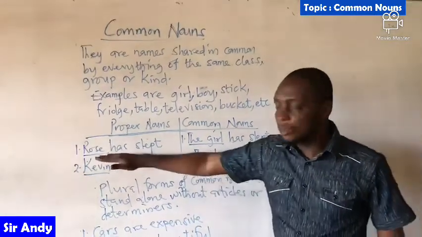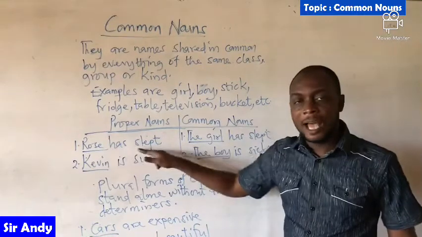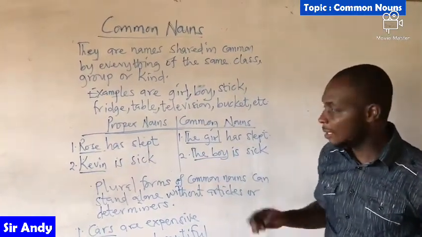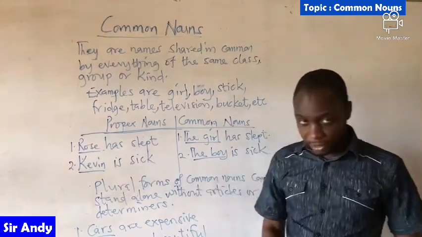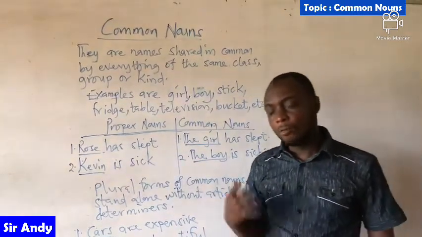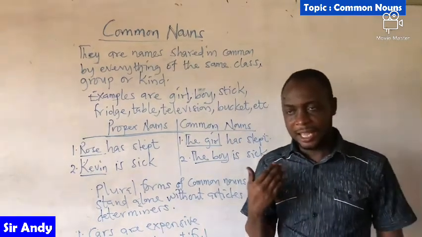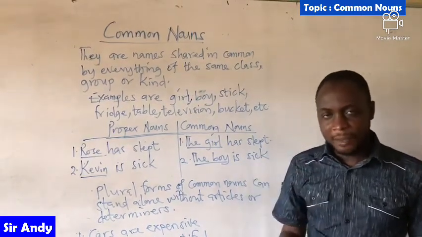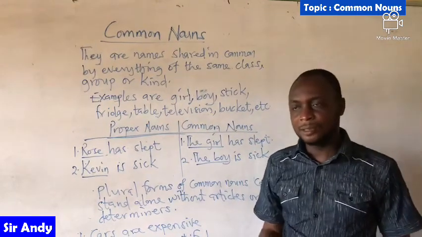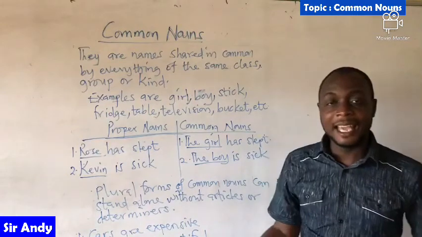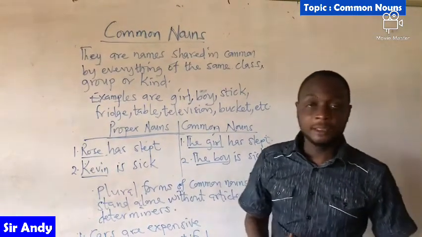As we could see here, we have: Rose has slept. Rose here is our concentration. Now, we all know that Rose generally is a name for a female. So if you are to change Rose to a common noun, it becomes girl. And Rose too is singular.